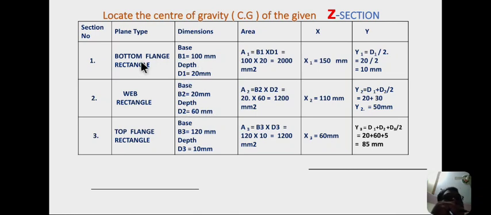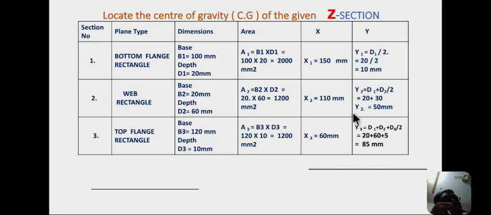So here I am showing the section numbers 1 to 3, type of plane: bottom rectangle, that is bottom flange, web and top flange. Dimensions of the bottom rectangle, these are the dimensions of the middle rectangle, these are the dimensions of the top rectangle. Area, individual areas A1, A2, A3, and individual centroids x1, x2, x3, y1, y2, y3.